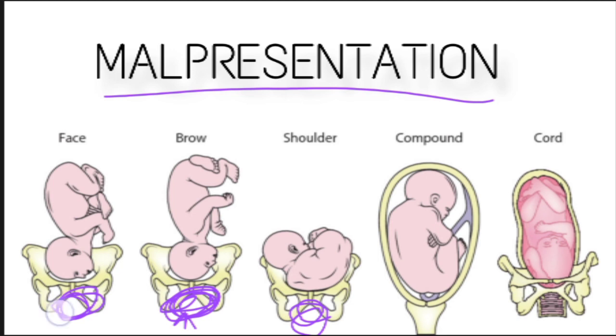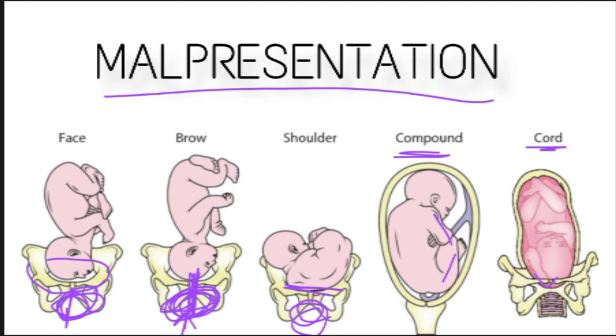For example, if you see the baby's face visible, that is face presentation. If the baby's forehead and brow are visible, that is brow presentation. If the baby's shoulder and hand are visible, that is shoulder presentation. Compound is nothing but extremities, either leg or hand. Sometimes even the hand is considered compound presentation. And cord is nothing but the umbilical cord. If the cord is presenting, that is a cord presentation.